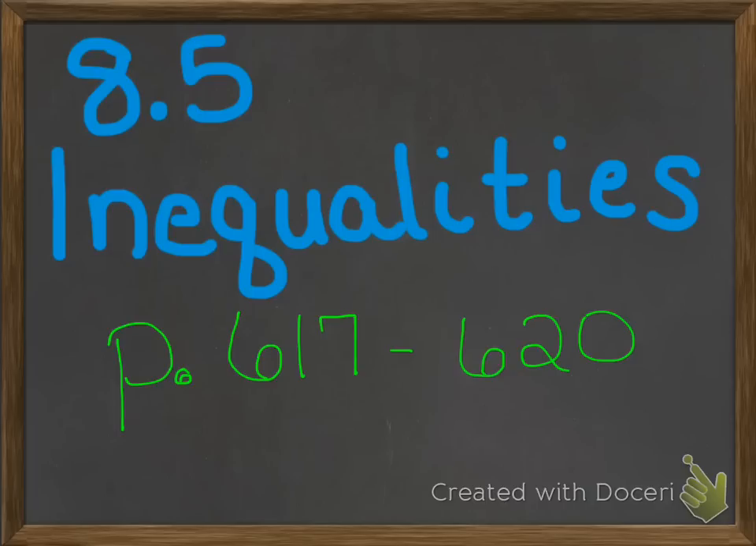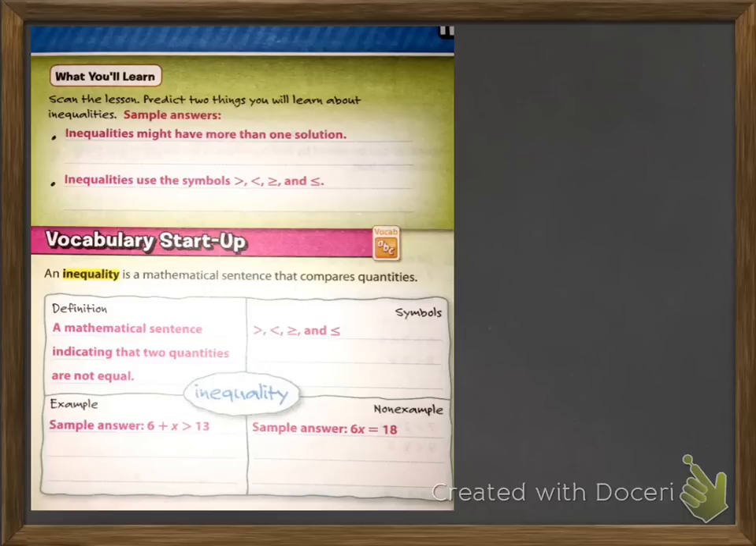You need to have your book open to pages 617 through 620, and don't forget that you also need to have a pencil and take notes as they're being told to you throughout the lesson. All right, let's go ahead and look at page 617. I did you a favor here. So what I want us to concentrate on first is this part over here in this area.